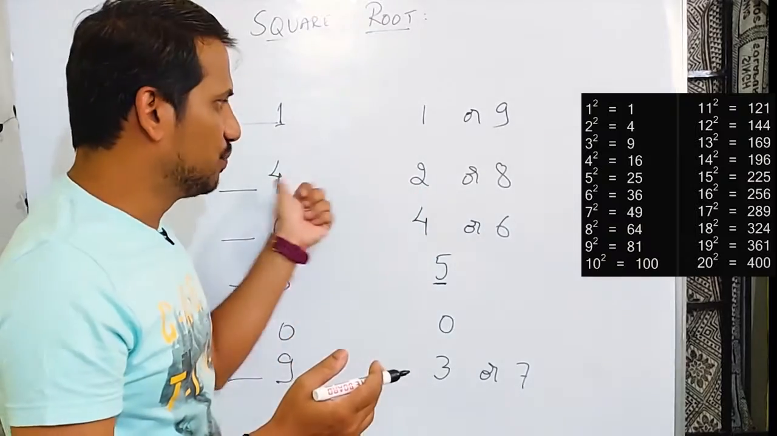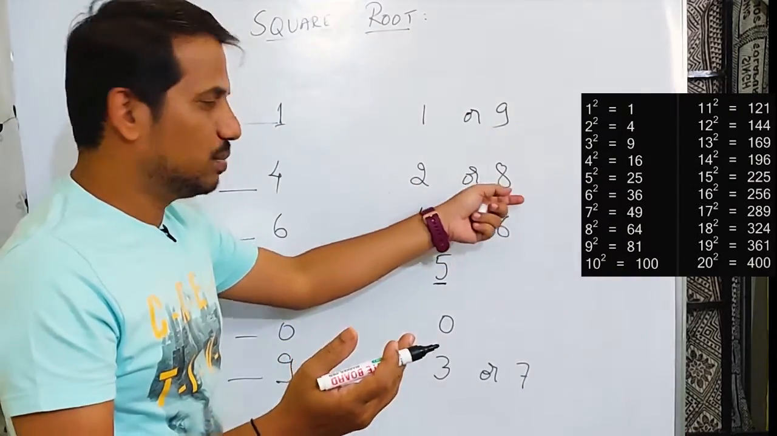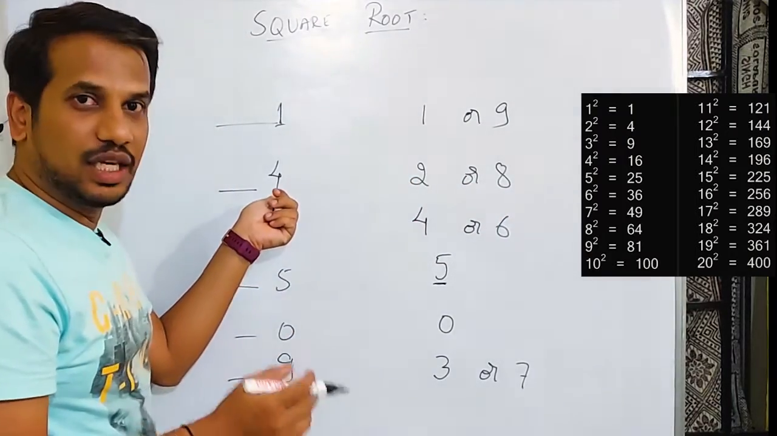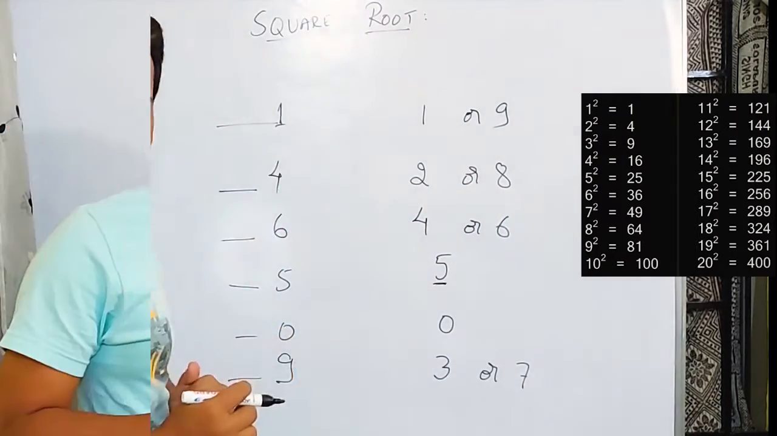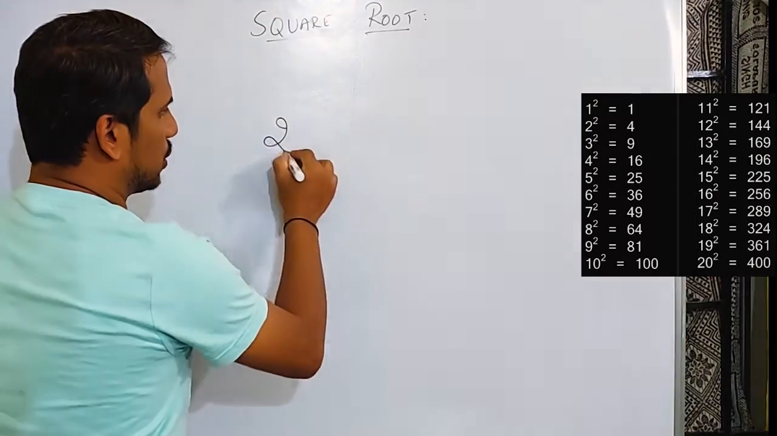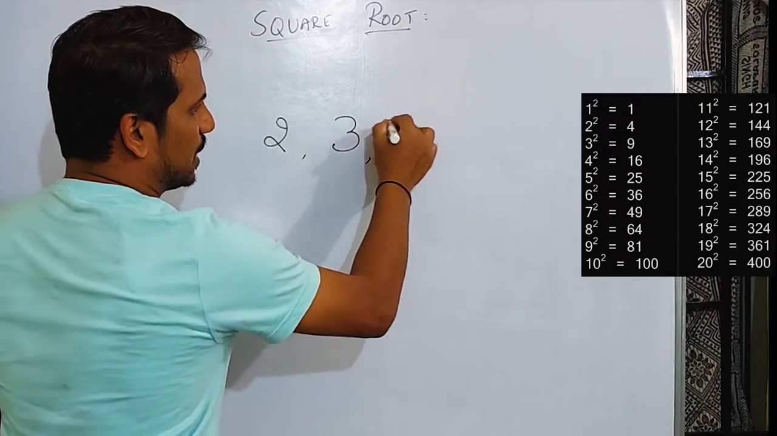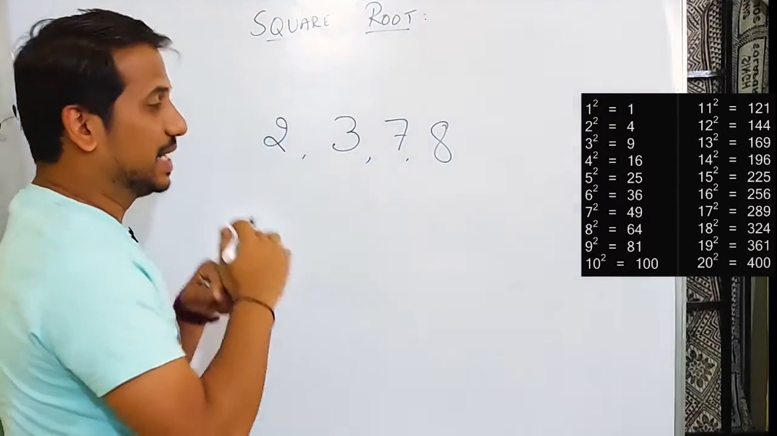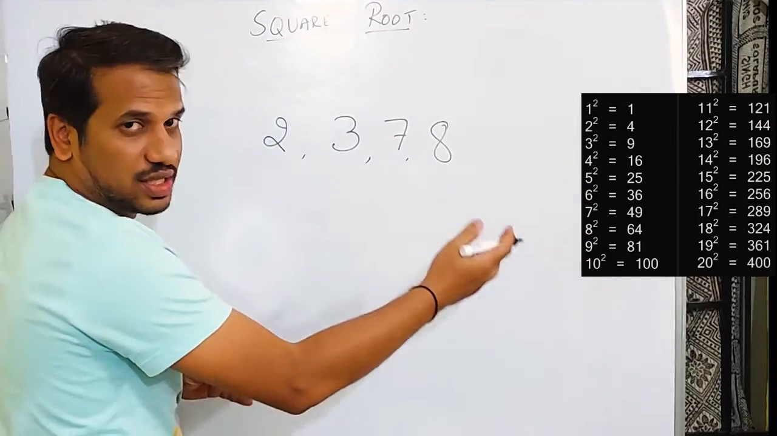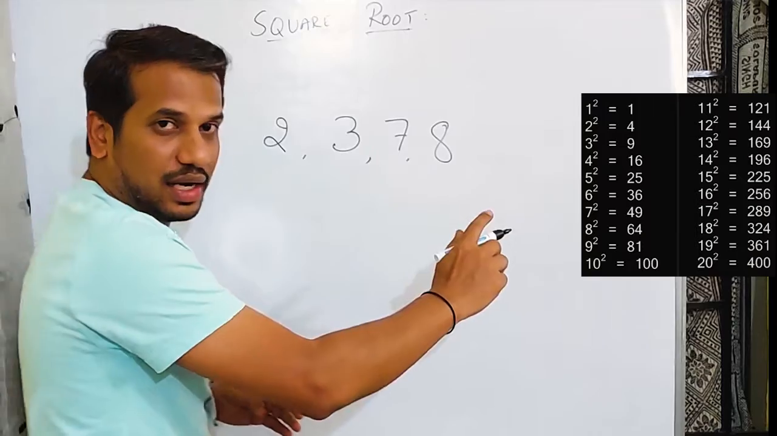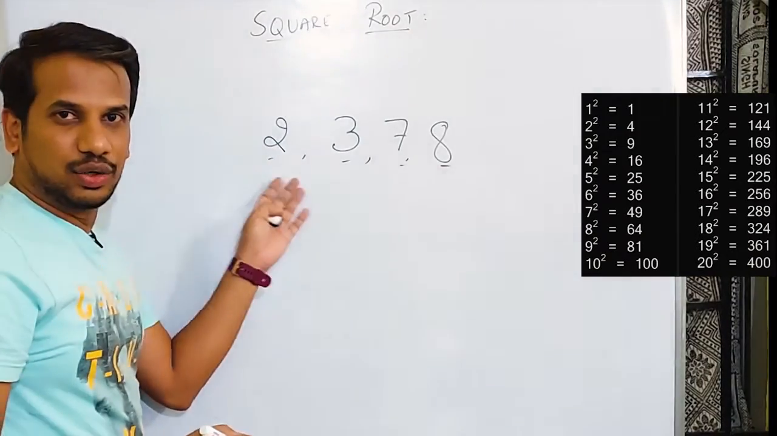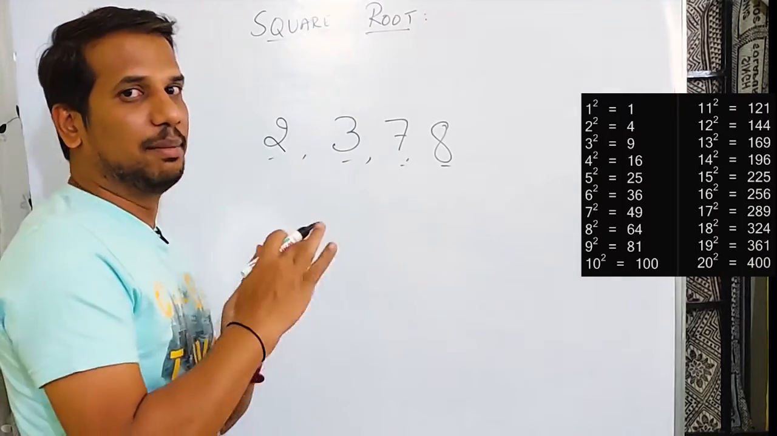2 square is 4, ending with 4. 8 square is 64, also ending with 4. So if the unit digit is 4, the square root ends with either 2 or 8. Now suppose a number ends with 2, 3, 7 or 8, then it can never be a perfect square. You can see in those 20 examples itself, none of the numbers ends with 2, 3, 7 or 8. If it is ending with 2, 3, 7, 8, then it's definitely not a perfect square.